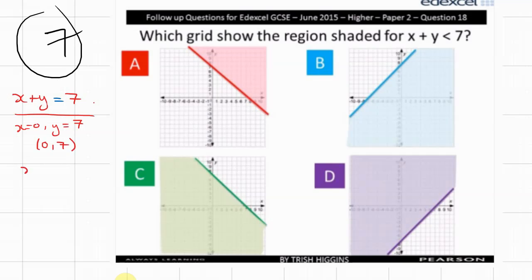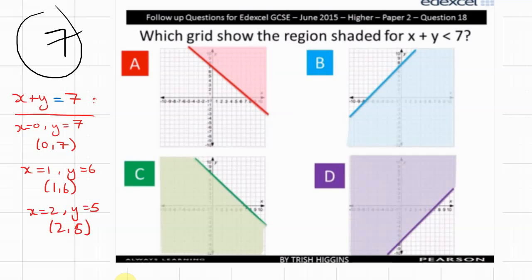Let's find some others. Well, we can say when x is 1, y must be 6 because 1 plus 6 is 7. So we've got a coordinate pair there. When x is 2, y is 5. And you could go on forever. Let's find which of these graphs has these coordinates in there. So let's look for 0, 7. 0, 7 works. 1, 6. Yep, that's got it.